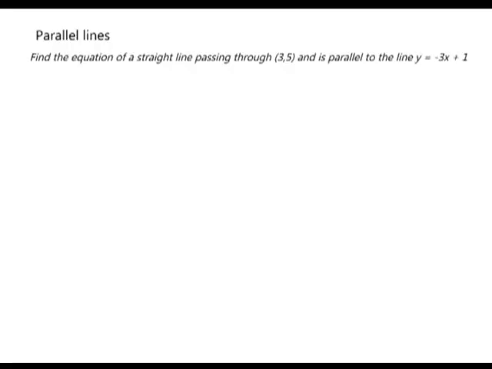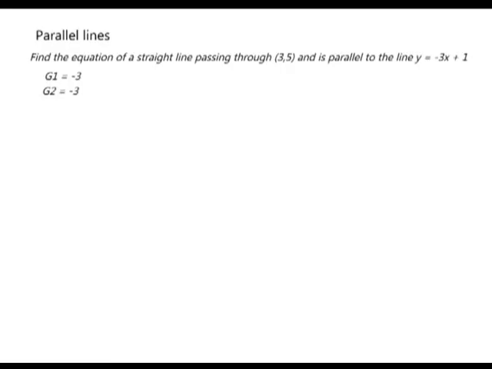For example, find the equation of a line which passes through the point (3, 5) and is parallel to the line y is equal to minus 3x plus 1. In the solution, for the line given, y is equal to minus 3x plus 1, the gradient is equal to minus 3. And so the gradient of the other line is also minus 3.